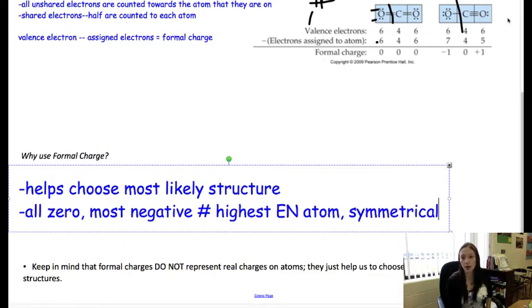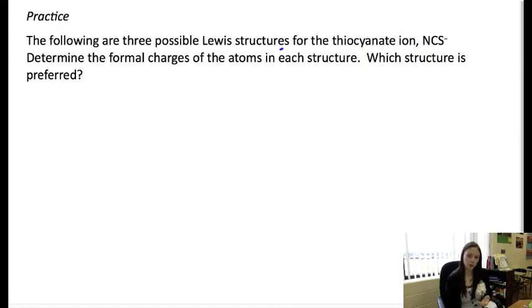So up here, that's a good example of this carbon dioxide, why that's not a very good structure. Because I've got one oxygen that's +1 and one oxygen that's -1. I would much rather have both oxygens have the same charge, in this case 0. You do want to keep in mind that formal charges do not represent actual charges, they just help us pick a good Lewis structure. Let's look at the practice.